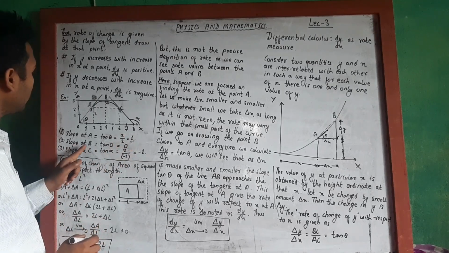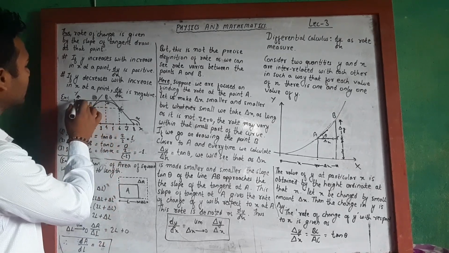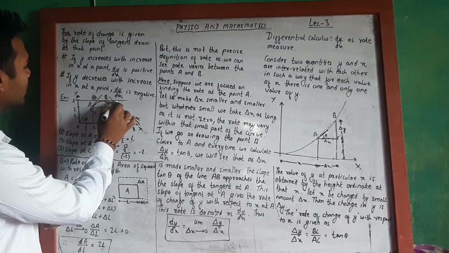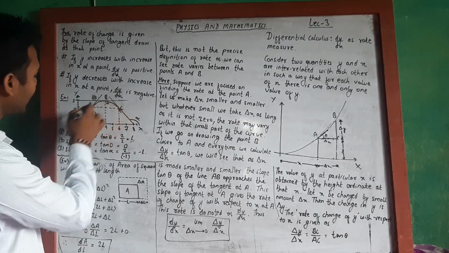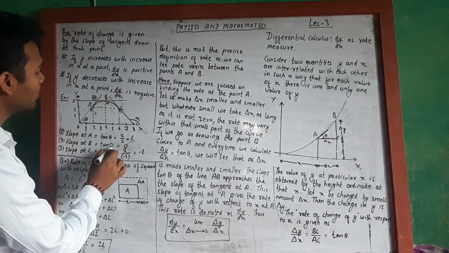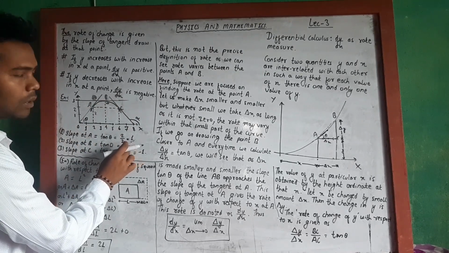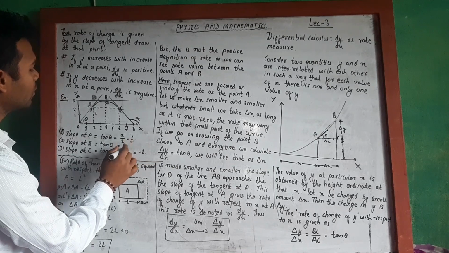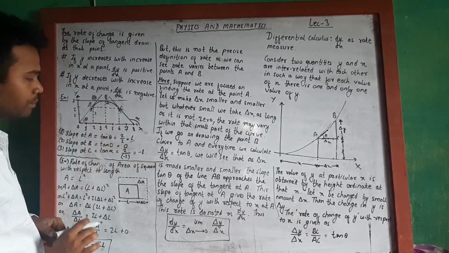Again, the slope at B will be given by the angle made by the tangent at B with the x-axis. Here the angle made by the tangent is 0. That's why the slope will be 0, and hence the rate of change of y with respect to x will be 0 at the point B.